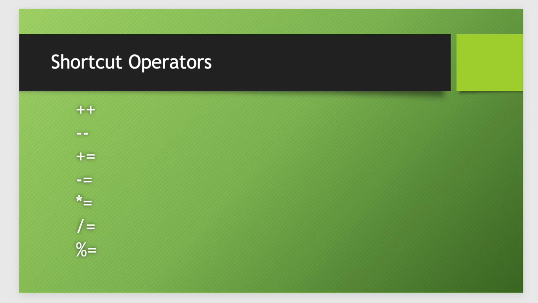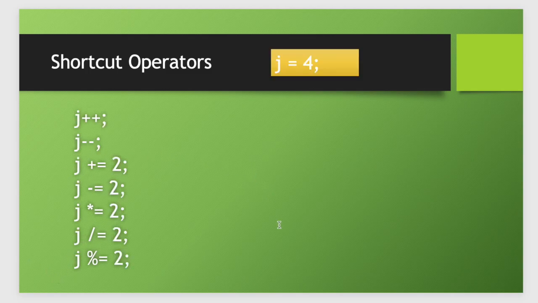Shortcut operators are used to shorten some of our longer code statements. They can't always be used, but when they are used, it does help save us some keystrokes. And at least you need to be able to recognize what these are if others have used them in their code.